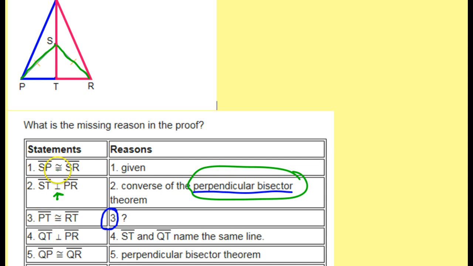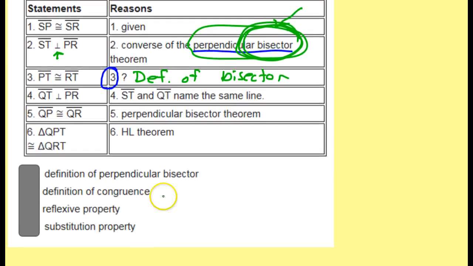But then on the next step, they're saying PT is congruent to TR. Well, if we just decided that this vertical piece is a perpendicular bisector, then guess what? A bisector cuts a segment in half, so of course we would have 2 equal pieces. So what we're talking about is the definition of bisector. That's definitely going to be my vote for the answer, this first one.